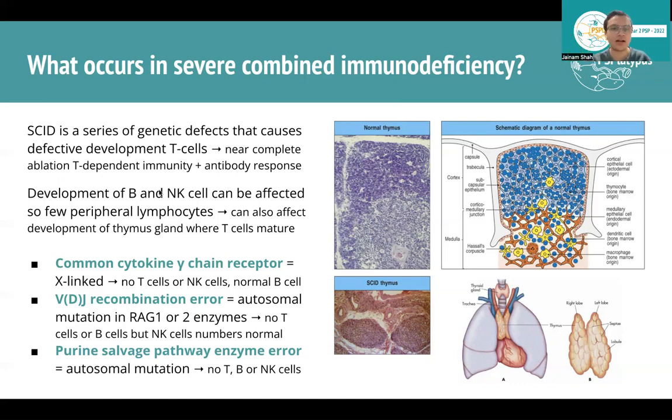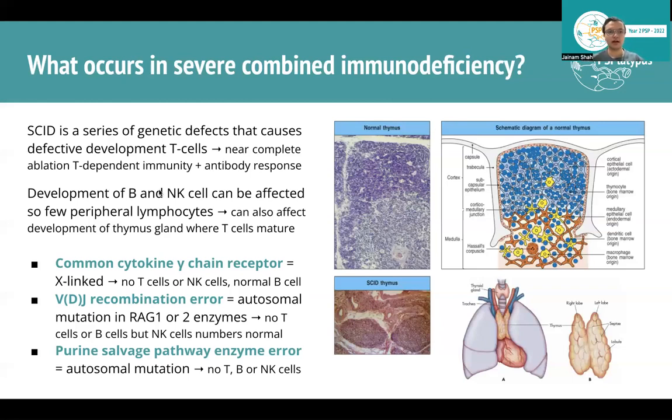You've got the common cytokine gamma chain receptor problems, which are X-linked. And all of these have a different sort of phenotype. So with this condition, you have normal amounts of B cells, but your T cells and NK cells are not there. We'll go into why that's the case later. You also have VDJ recombination error. Not sure if you've gone through VDJ recombination in first year. We didn't really do it, but we kind of went over it in this lecture anyways. I will explain that when we get to the slide.